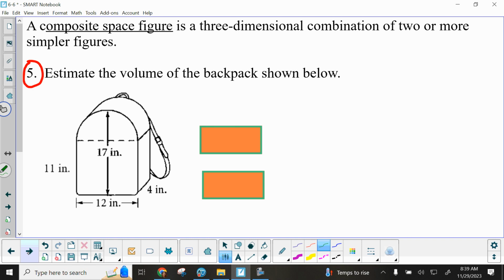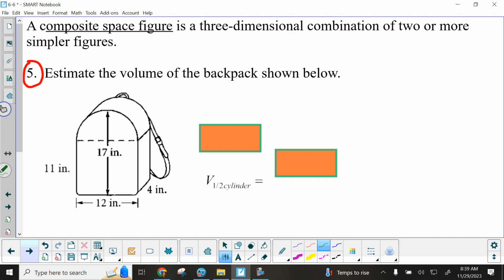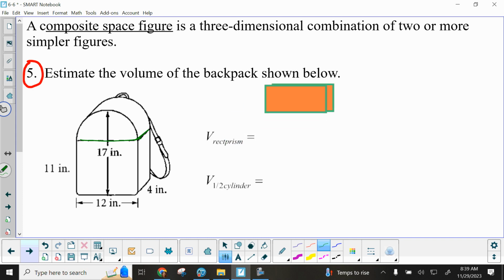So the top I see is, whoops, the top, going backwards, is half a cylinder. So I'm talking about this piece right here. This is half a cylinder. The bottom is a rectangular prism. So if I can find the volume of each of these, then I can add them together.